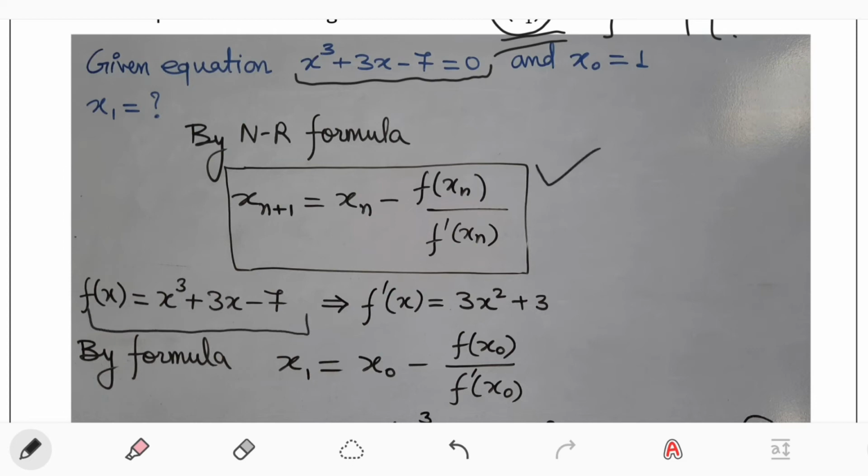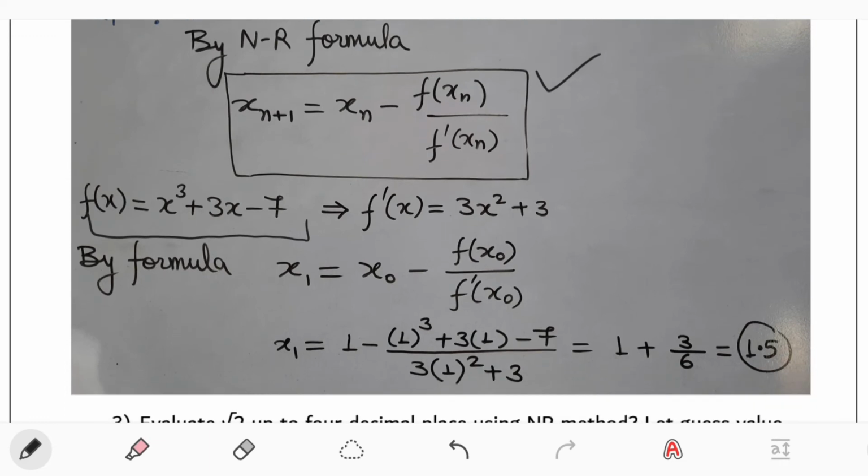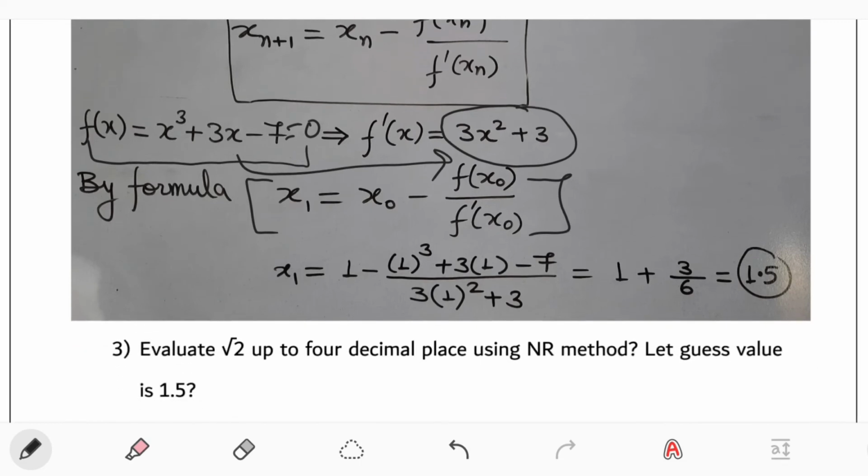Here is the Newton-Raphson formula which you have to remember in solving each and every question. So this is our f of x, which is equal to 0 over here. So f dash x will be 3x square plus 3 when you differentiate this particular function. So here is our Newton-Raphson formula for the first iteration we want.